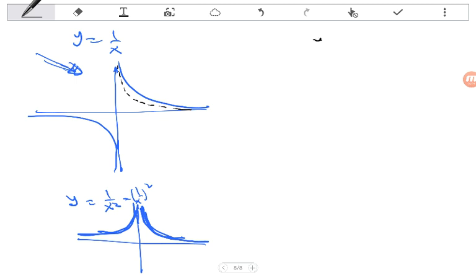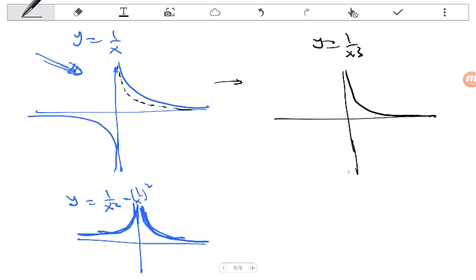Okay? And so on. If I had 1 over x cubed, how would I graph this function? It would be the same as this, but slimmer. Would I change the negative to be positive? No. It will just be like this. So this is a power function, but for negative values of the power.